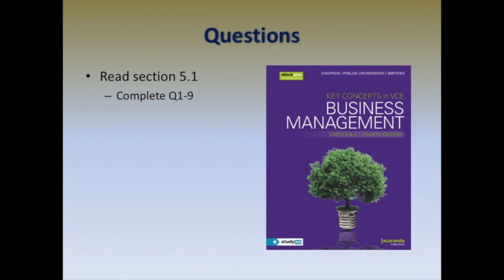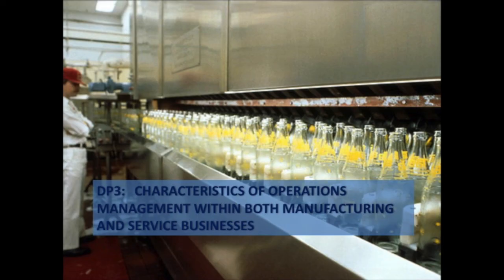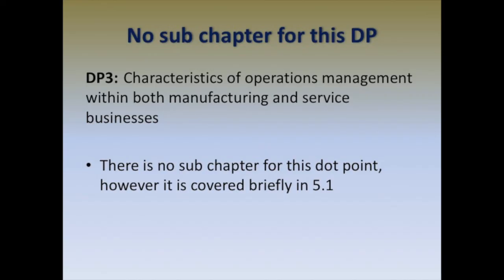Okay, now just in relation to 5.1, I just want to quickly move ahead. I'll come back and we'll finish off the questions as we go. So we're not going to rush through this, as I said, and I'll come back to 5.1 later. But dot point 3, if you look at the study design, dot point 3, so I'll just go back to the start where the dot points are listed. Dot point 3, characteristics of operations management within both manufacturing and services business.